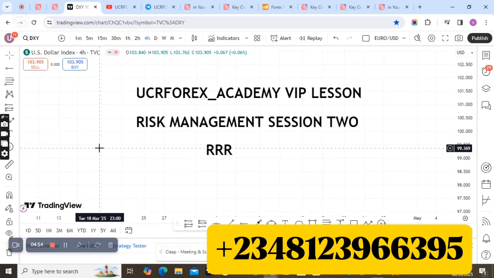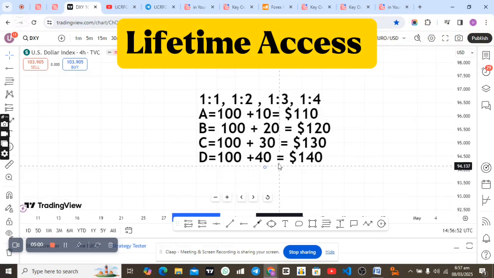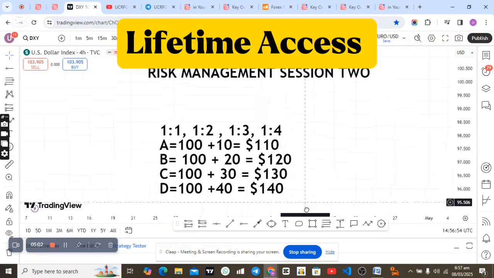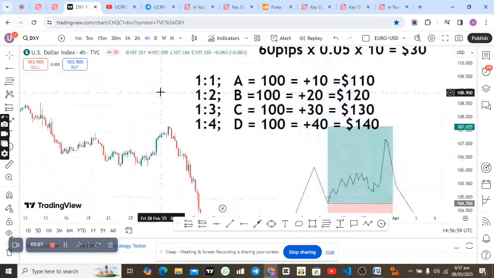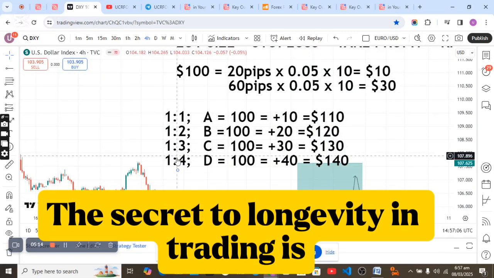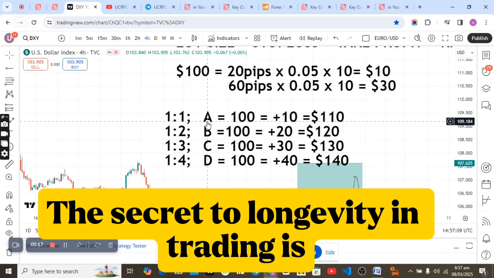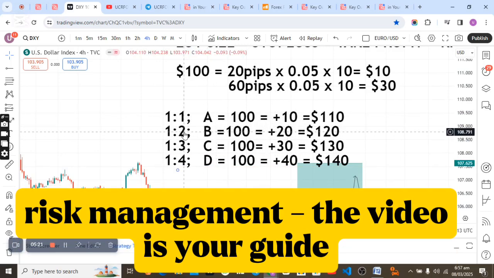All right, so we stopped at risk to reward ratio, and I was trying to explain to you guys some different types of risk to reward ratio on the Forex market, and some traders that practice risk to reward ratio. I told you we have 1:1, 1:2, 1:3, 1:4, and we have the first trader, Mr. A, who practiced 1:1. He made a profit of 10 USD. We have the second trader who practiced 1:2, and he made a profit of 20 USD.